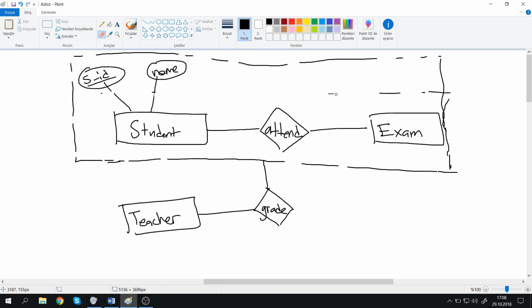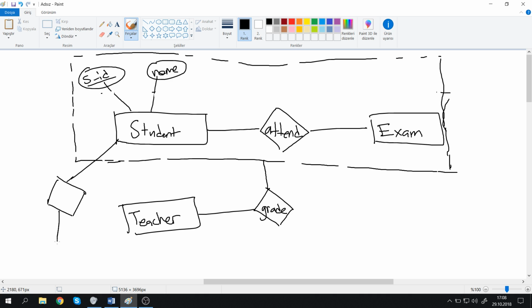But not other relations. So the aggregate relation says that the grade relation is connected to the attend relation, which is connected to student and exam entities. So we are basically saying this with this dashed line rectangle. Then we don't need to cover other relations of the students within this rectangle.